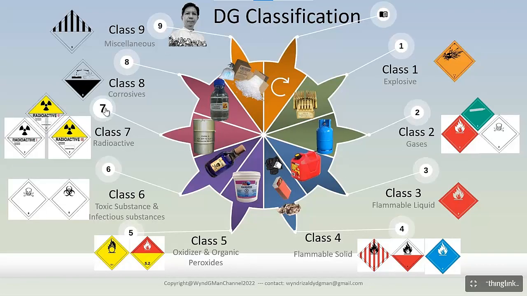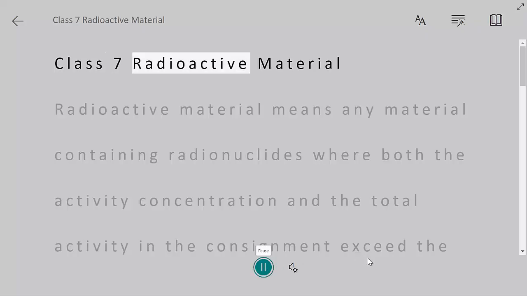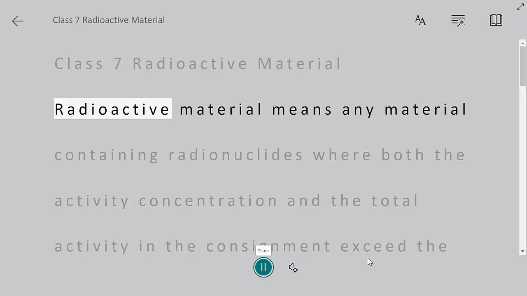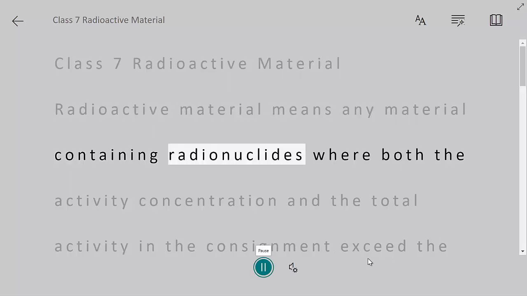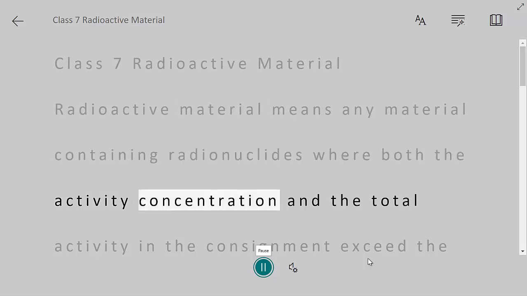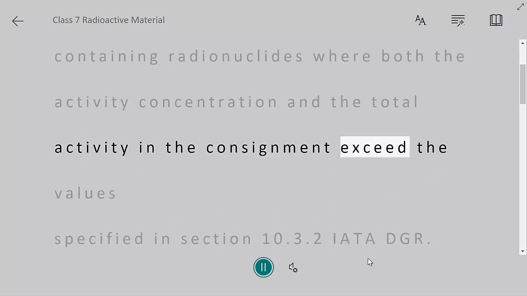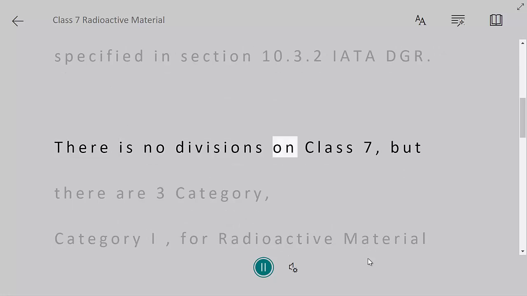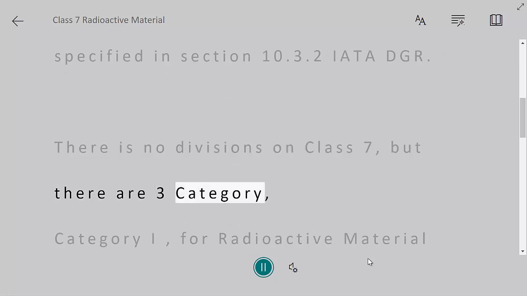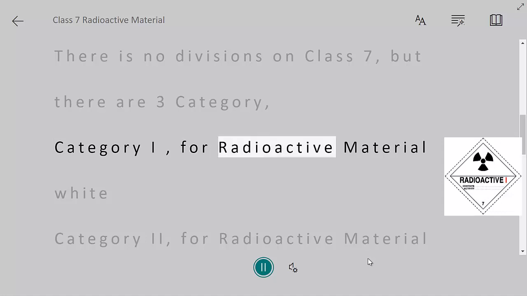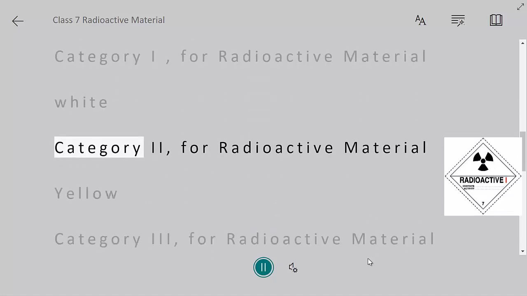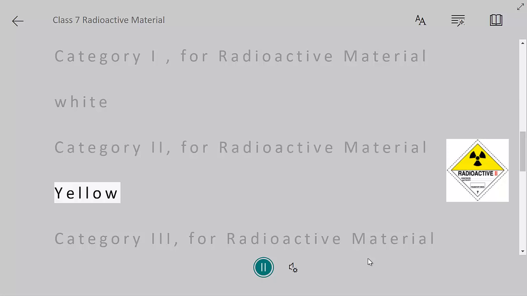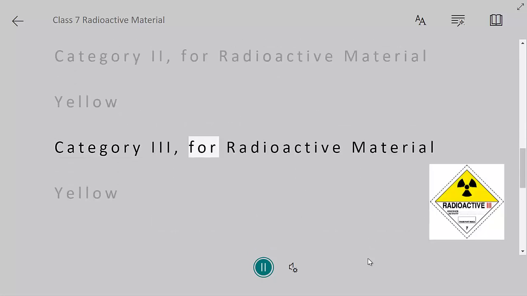Now is Class 7. Class 7 radioactive material. Radioactive material means any material containing radionuclides where both the activity concentration and the total activity in the consignment exceed the values specified in Section 10.3.2 of the IATA DGR. There are no divisions in Class 7, but there are three categories. Category I, for radioactive material white. Category 2, for radioactive material yellow. Category 3, for radioactive material yellow.